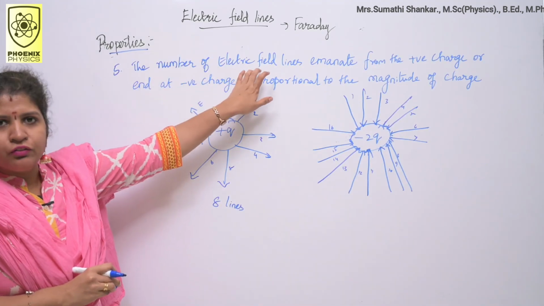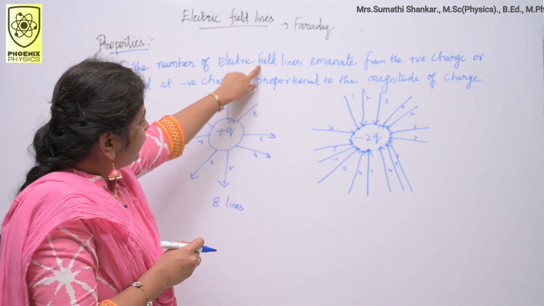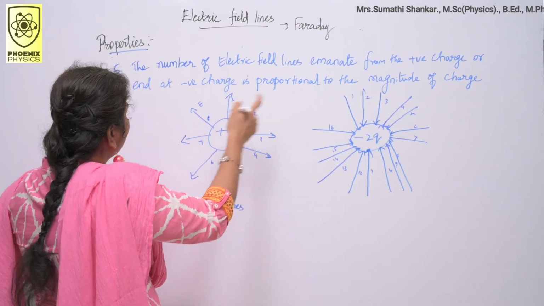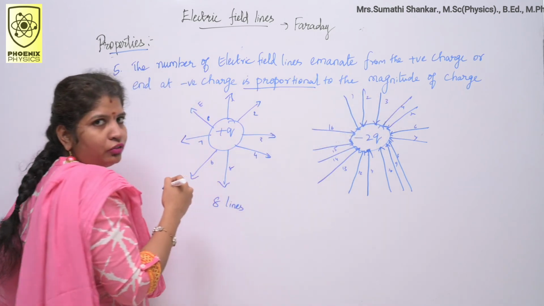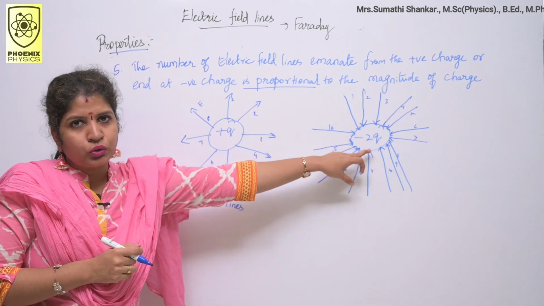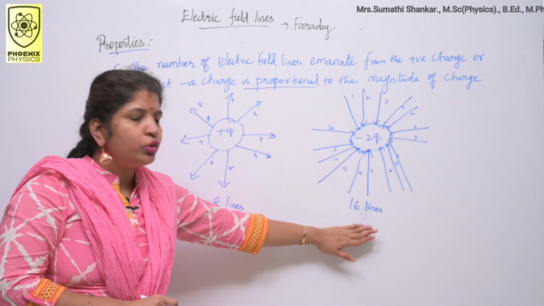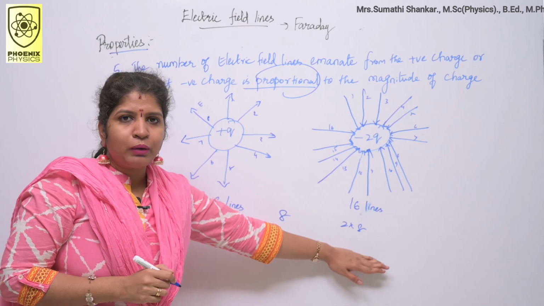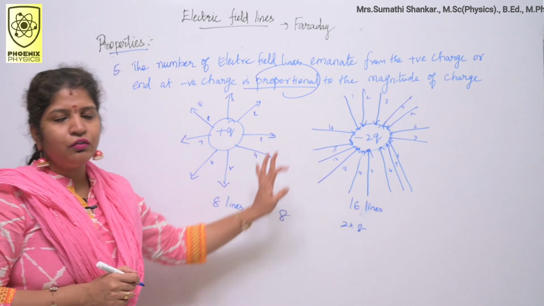The number of electric field lines that emanate, meaning start from the positive charge like this, or end at the negative charge like this, is proportional to the magnitude of charge. See, here I have plus Q charge, here I have minus 2Q charge. For plus Q it is 8 lines. The electric field lines for minus 2Q is 16 lines. So, what is our conclusion? Twice that of the magnitude of the charge. This is the fifth point.